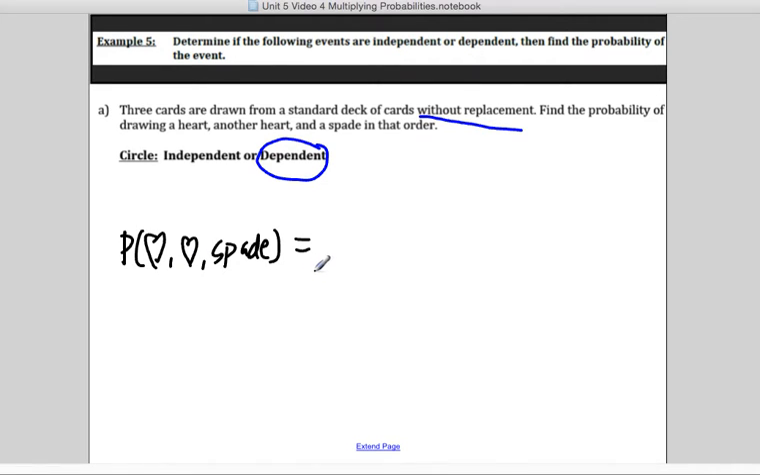Well, how many hearts are there? There's 13 hearts out of 52. So now I have a heart in my hand, and I'm going to draw another card. How many hearts are there left? There's 12, out of how many cards? 51. Now I'm moving to a spade.